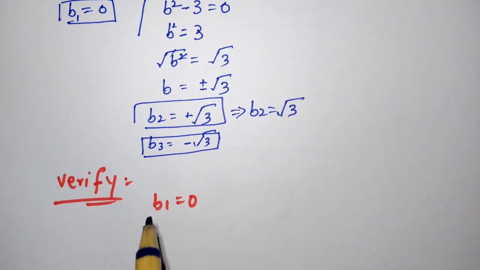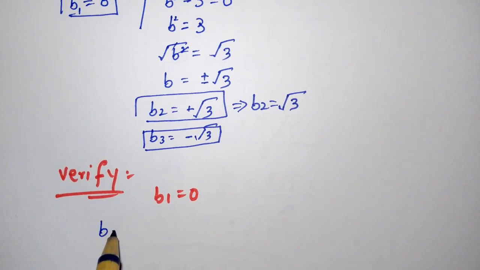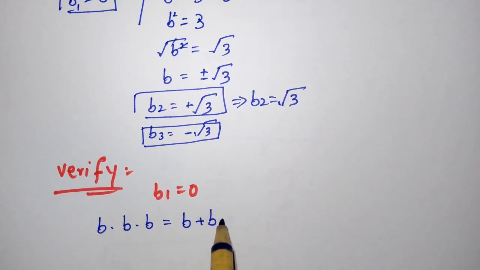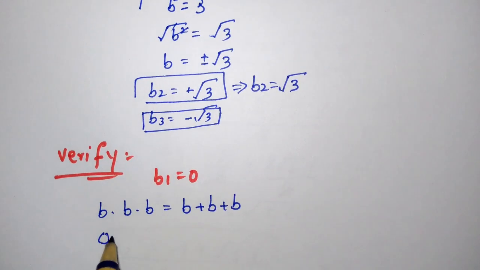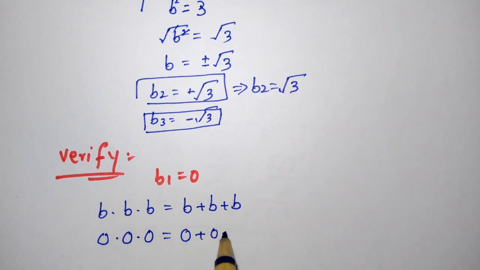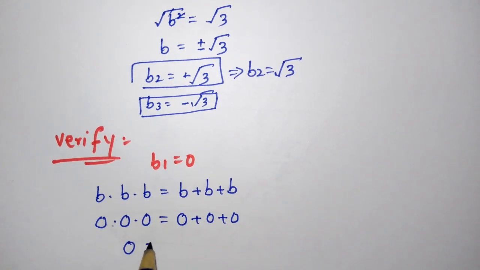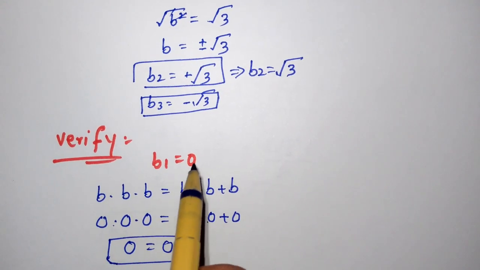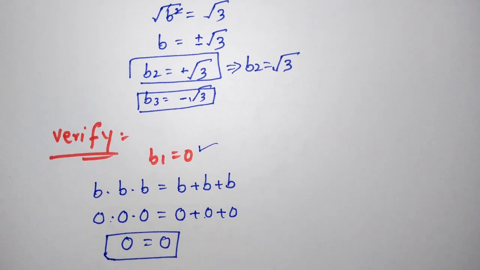To verify our answer, we know that b1 is equal to 0. So we write the problem again, that is b times b times b is equal to b plus b plus b. Now we have to put b is equal to 0. So 0 times 0 times 0 is equal to 0 plus 0 plus 0. 0 times 0 is equal to 0, 0 times 0 is equal to 0, and 0 plus 0 plus 0 is equal to 0. So this shows that our first answer is proved as a correct solution of the problem.